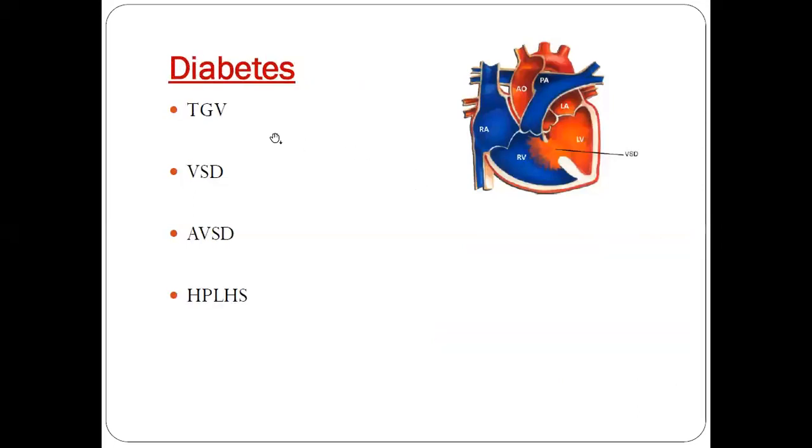Diabetes can be a commonly associated finding in any mother, especially in pregnancy after 30 years of age, and can cause what is called transposition of great vessels, ventricular septal defect, AV septal defect, and hypoplastic left heart syndrome. But importantly, in this, transposition of great vessels and ventricular septal defect have to be noted.